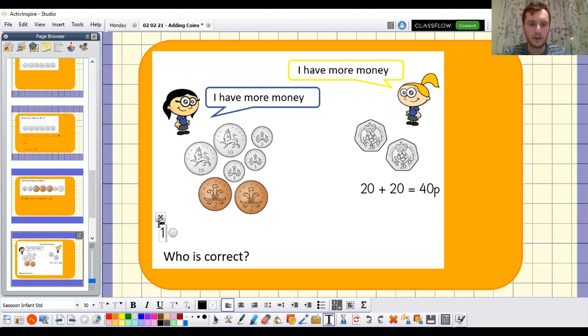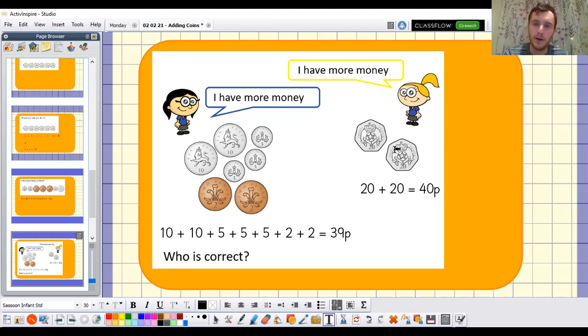Now, this person I can see has got 2 10p coins. They've got 3 5p coins, so plus 5, plus 5, plus 5, and 2 2p coins, so plus 2, plus 2. So let me work out the total. 10 plus 10 is 20, plus 5 is 25, plus another 5 is 30, plus another 5 is 35, plus 2 is 37, plus 2 more is 39. Oh, it's very close. Who was right?